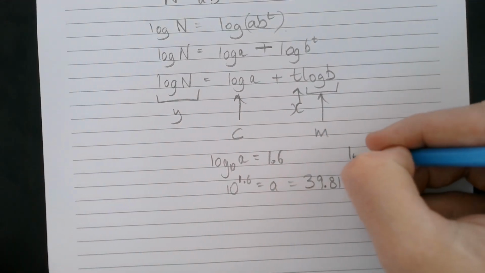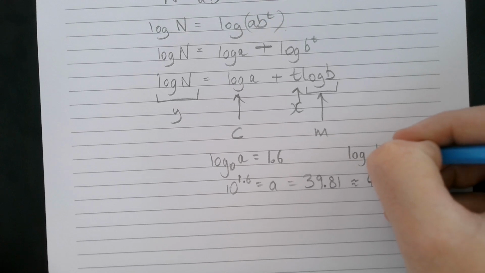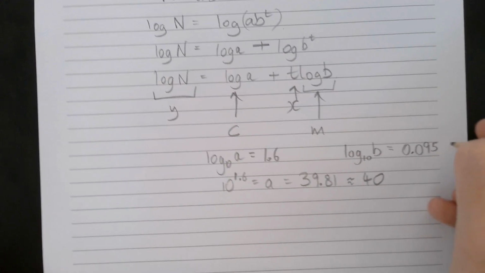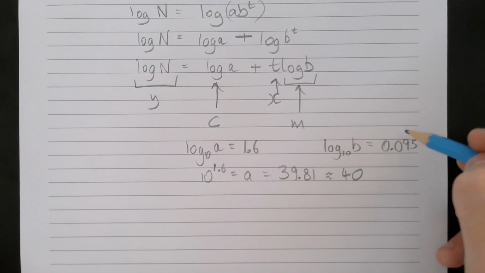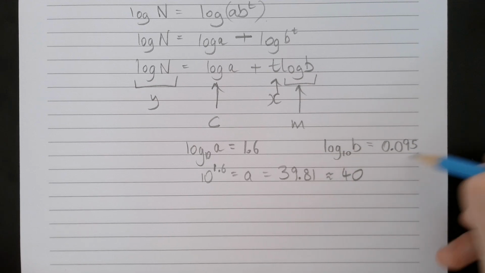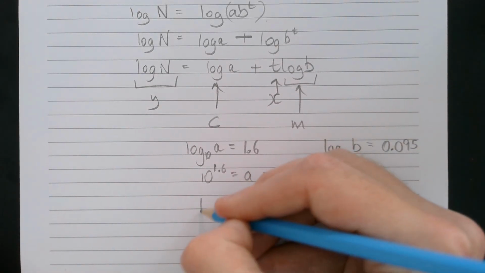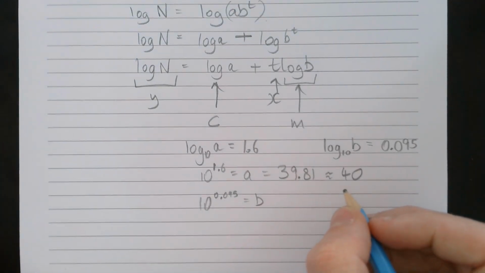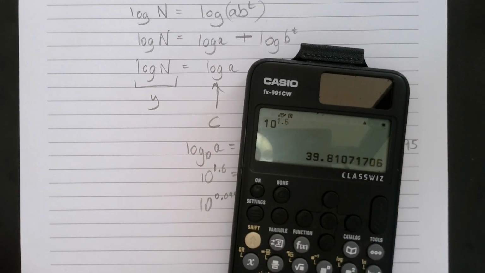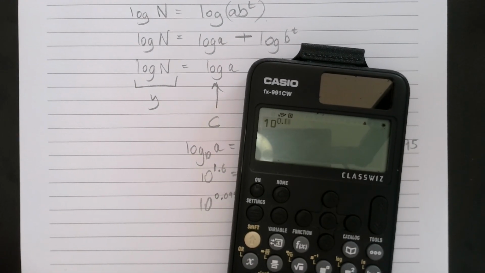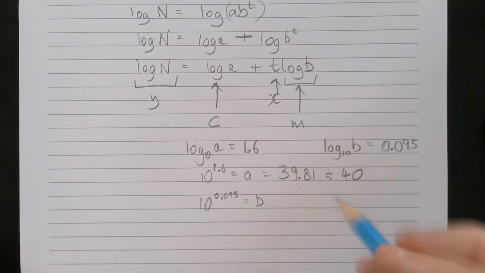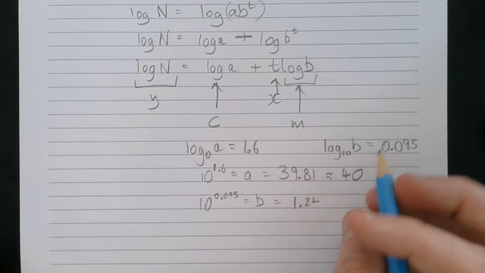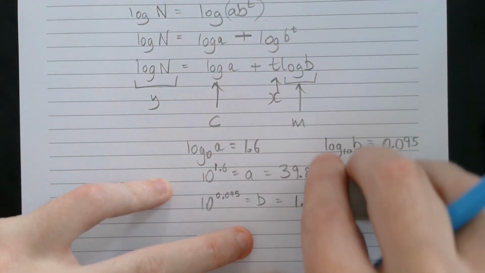Do the same thing for the gradient. So you're going to get log base 10 of b equals the gradient. What did I say that was? 0.095. If that's correct. I did that in my head, so it might be wrong. But b is going to be 10 to the power of that. So just put that in your calculator. 1.24. It says two significant figures, so just 1.2.